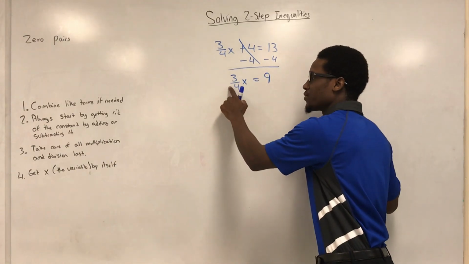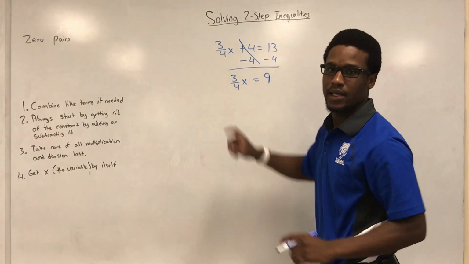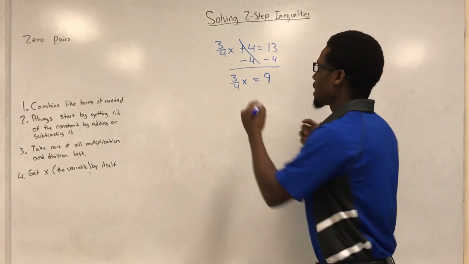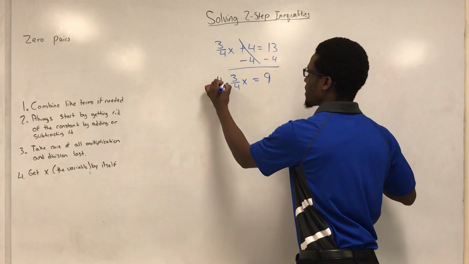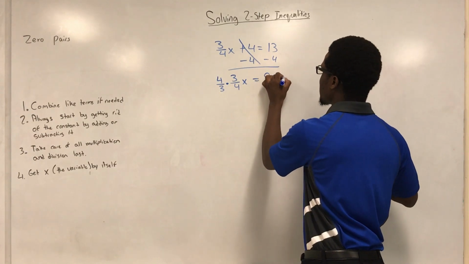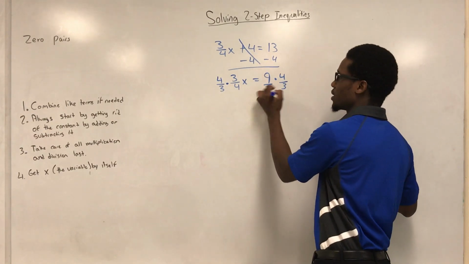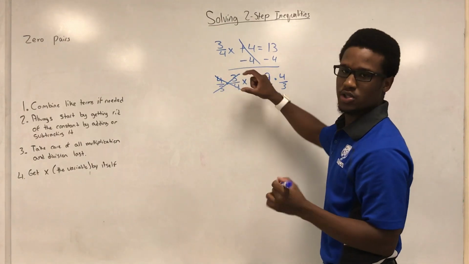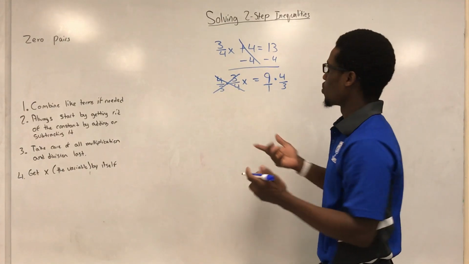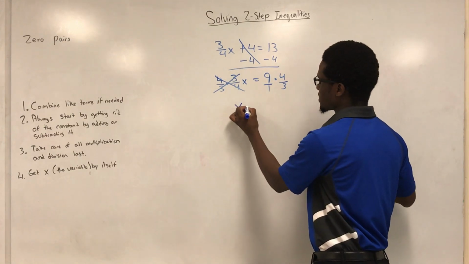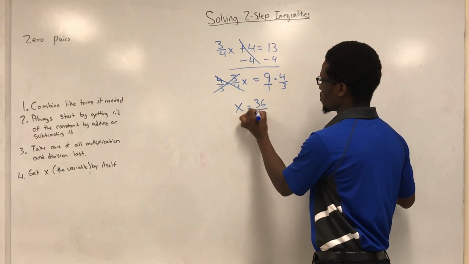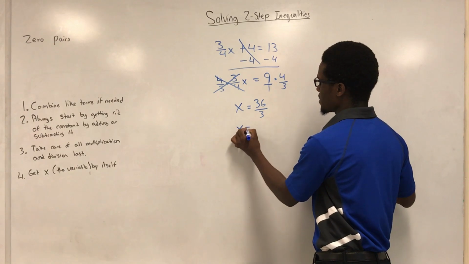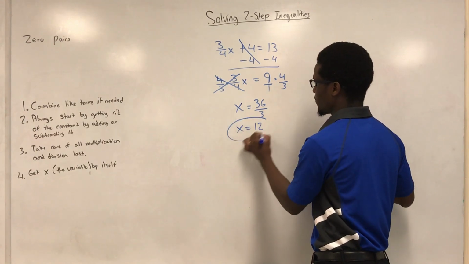Now, I need to get rid of this, so I need to divide. In order to divide, I multiply by its reciprocal. So multiply by 4 over 3, multiply by 4 over 3. Let's put a 1 here so we can multiply that fraction. This is just going to be equal to 12 over 12, which is just 1. So x is equal to 36 over 3. x is going to be equal to 12.